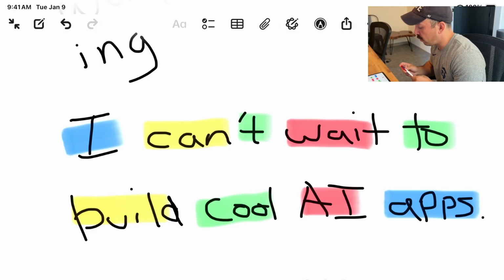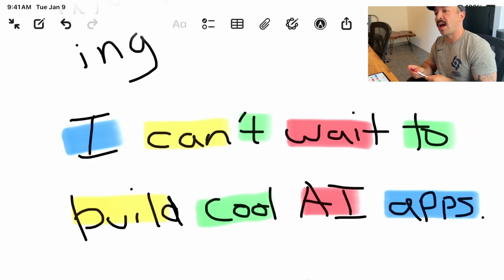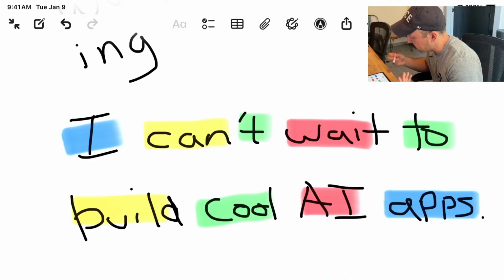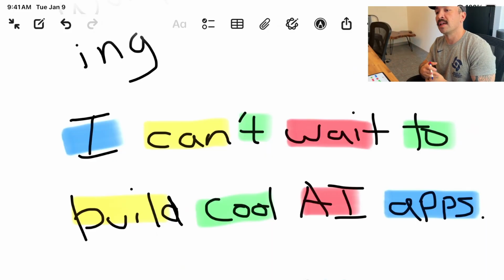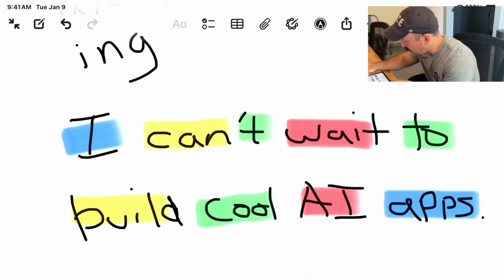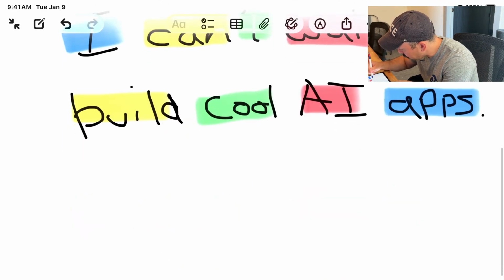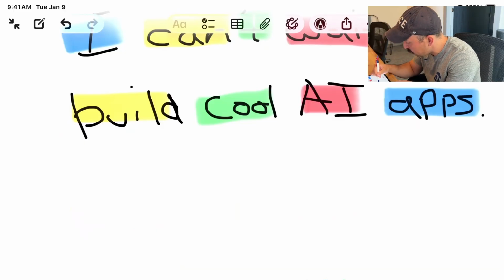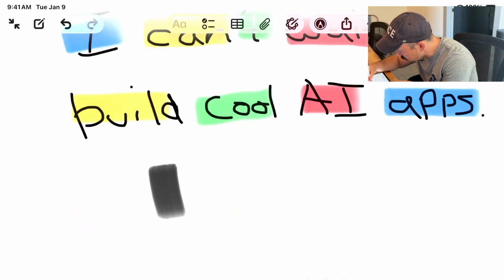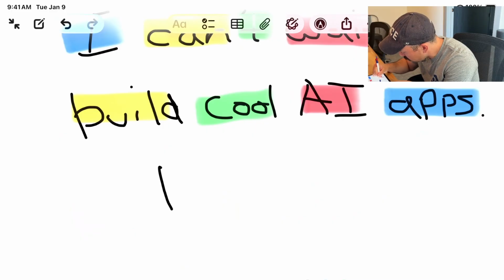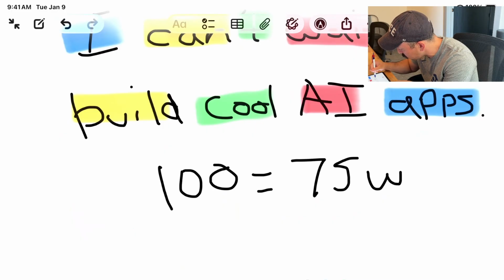For GPT-4, the average token is approximately 3/4 the length of a word. So we can approximate then that 100 tokens is the equivalent of 75 words.